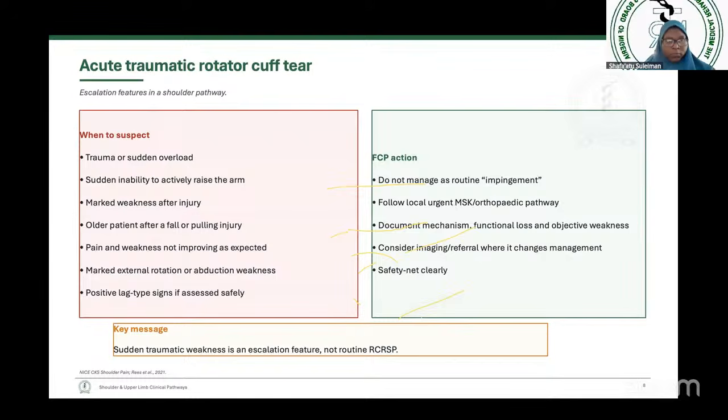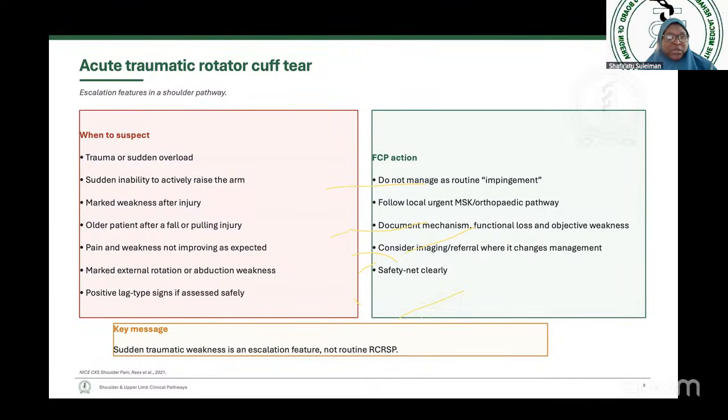It's when to suspect this: when we've got a trauma or sudden overload. Some people from accidents, some from sudden overload, like carrying heavy lifts, like heavy lifters, people that go to the gym a lot. Sometimes they might just decide, okay, it's time for us to add a big progress with the load, and then that sudden addition of load might be just too much, and it can lead to a traumatic rotator cuff tear.